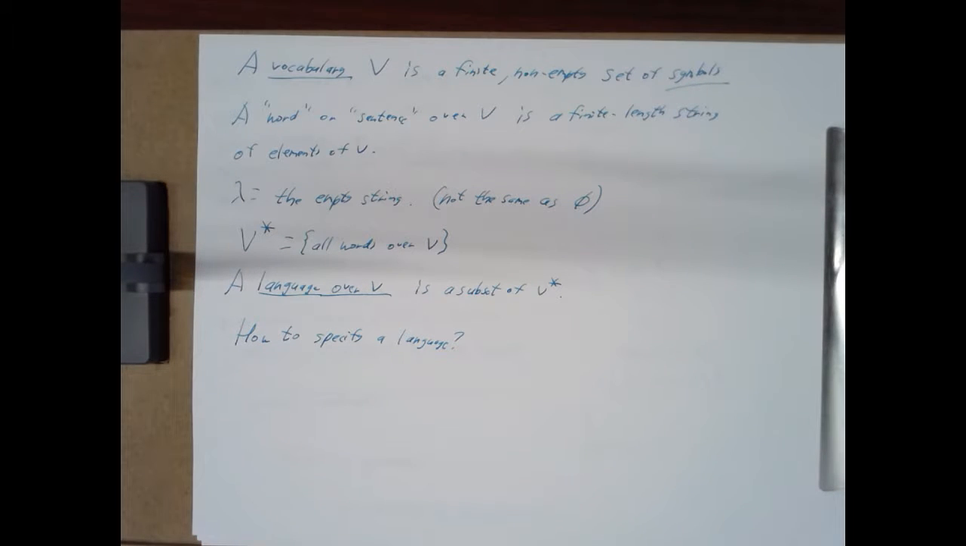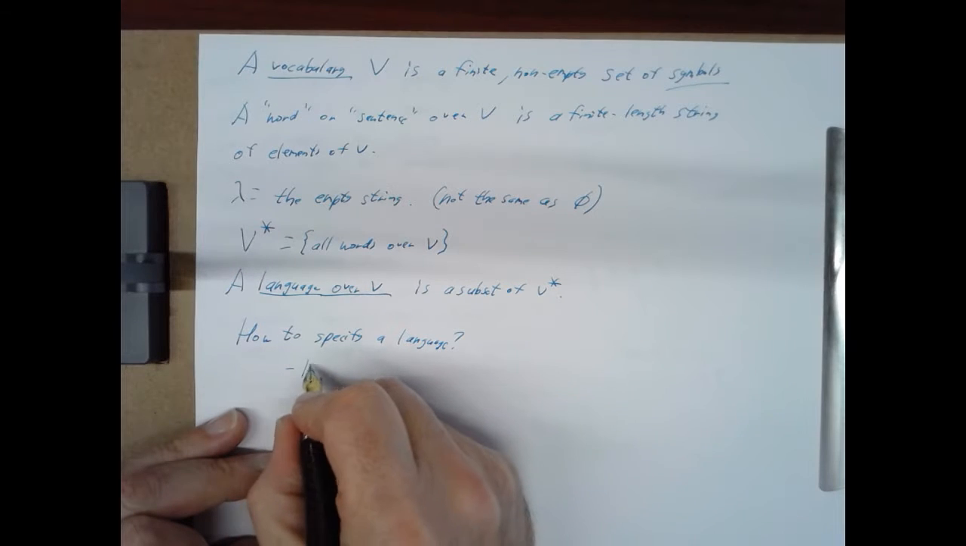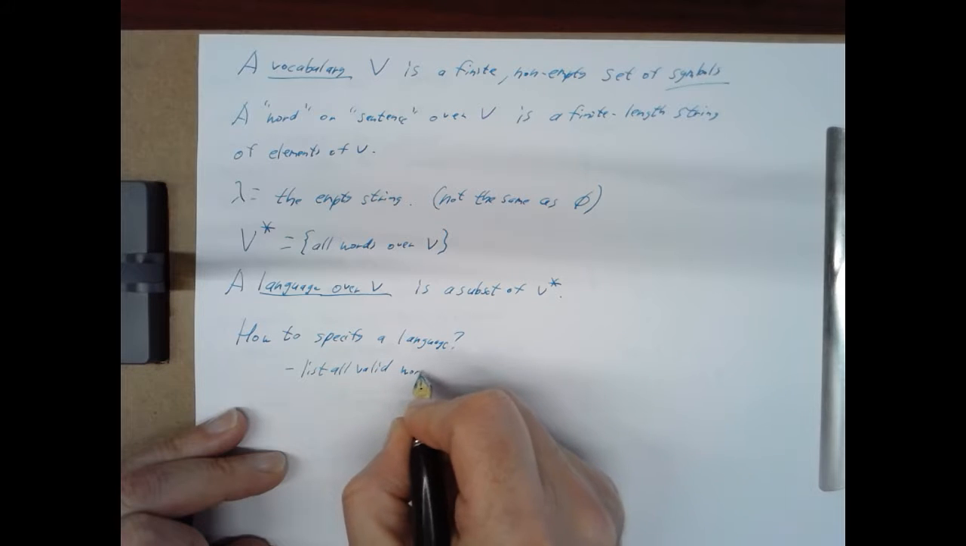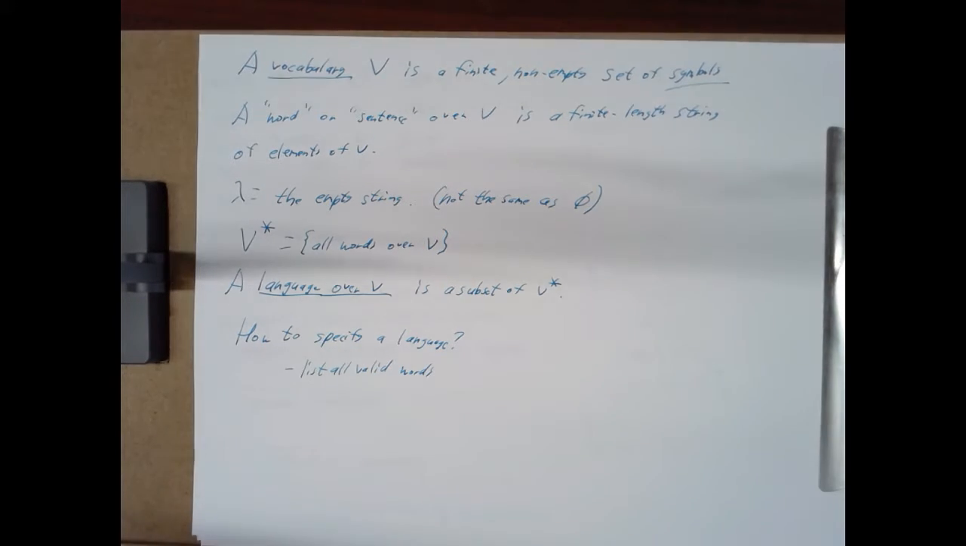And there's a few options here. One option is to list all the valid words. Just make a list of every word that's valid over this language, every word that's a piece of this language. And we do this in English. That's exactly what a dictionary is. It's quite literally a list of all the words that are valid in English. Right? The bigger the dictionary, the more comprehensive. So that's one option, but that's not a very usable option.